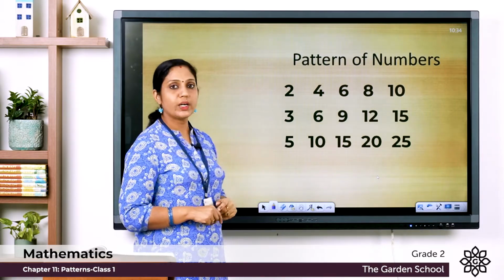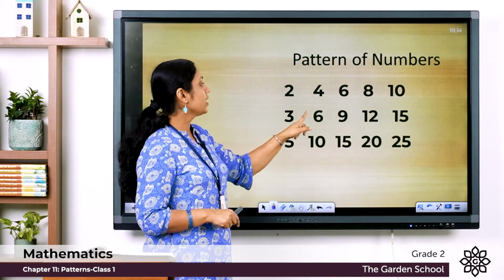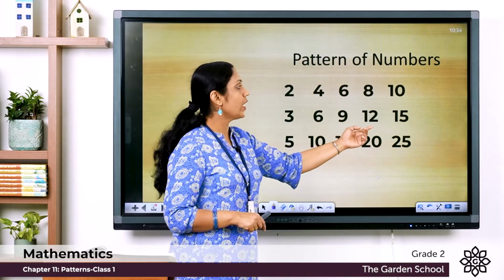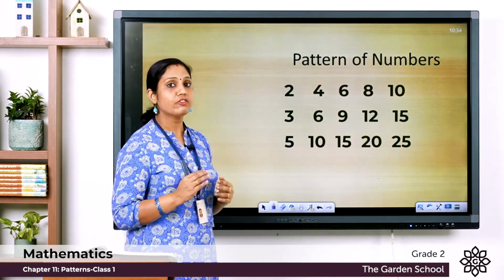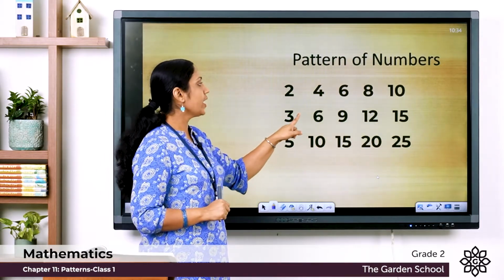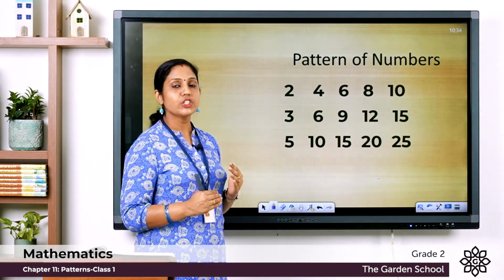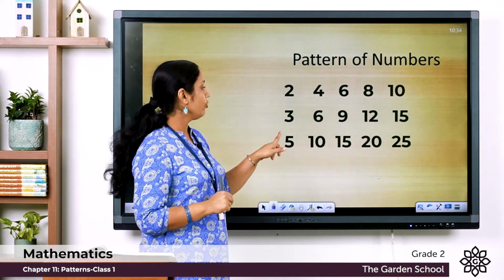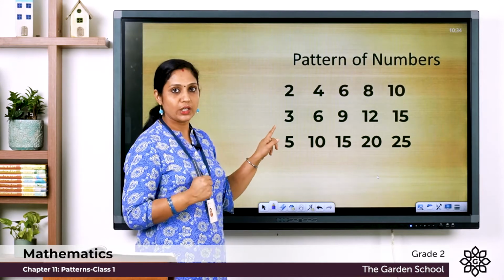Let's look at the next one. We have 3, 6, 9, 12 and 15. So let's have a look at the first two numbers. We have 3 and 6. By how much these numbers are increasing? We get 3 plus 3 equal to 6.